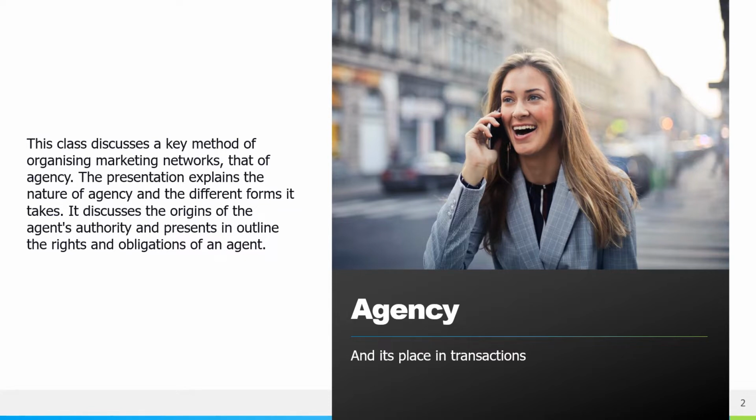Today we're going to talk about a concept that becomes very important and is quite key to understanding how business operates, which is the idea of agency. Have you guys heard about agency before?